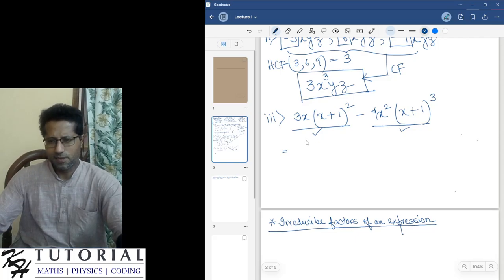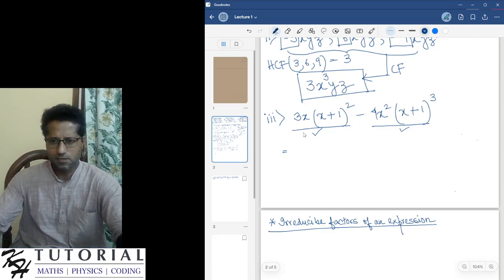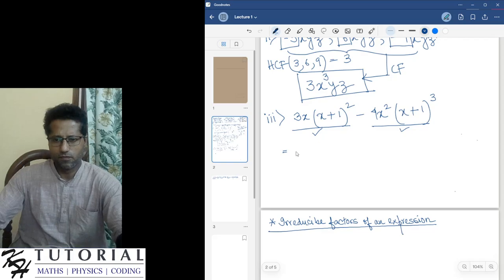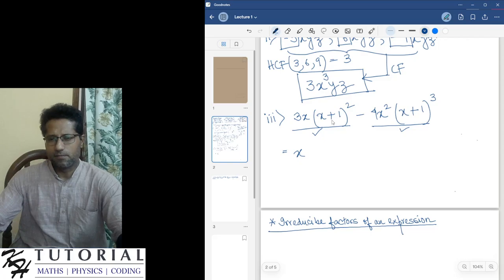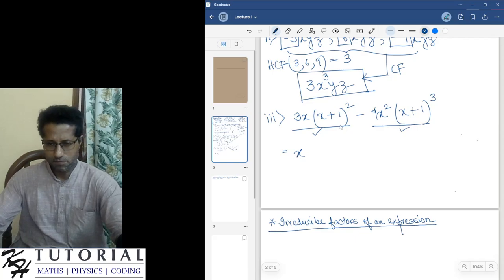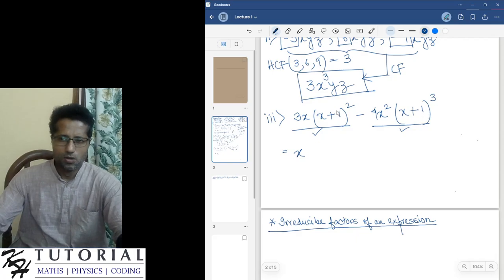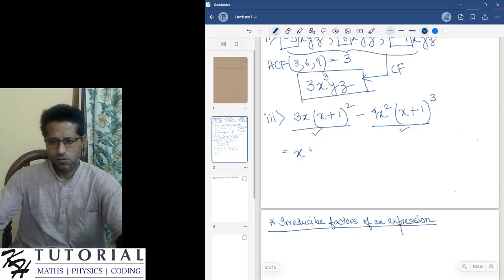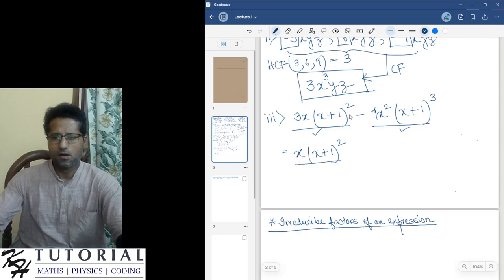From the x and x square, the variable x occurs in both the parts, and the minimum power of x is 1. So we will have x, and we can see that the factor x plus 1 occurs in both the parts. In the first part, we are having x plus 1 square, and in the second part, we are having x plus 1 cube. So the minimum power is square. So we will have x plus 1 square. So this is the common factor of the algebraic expression that I have written.